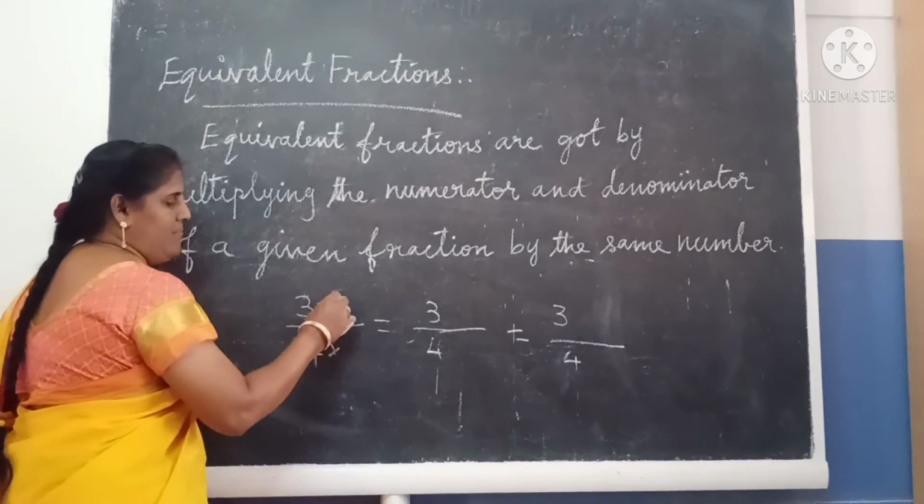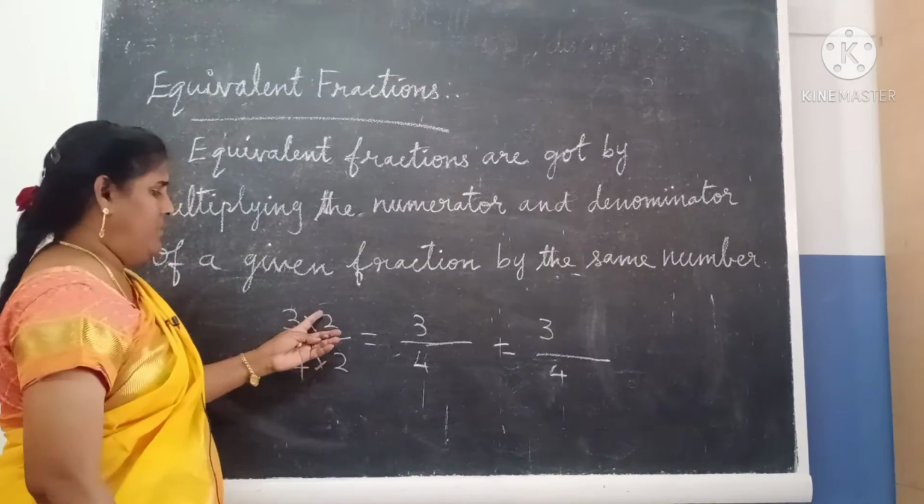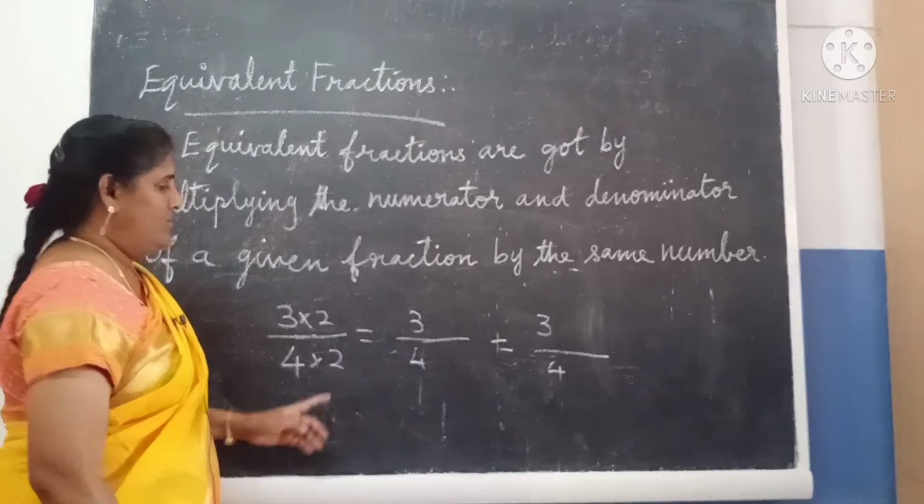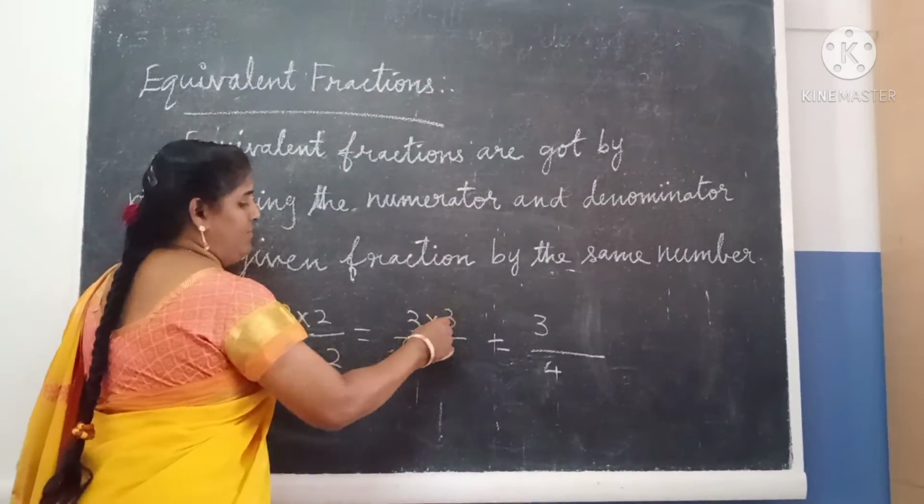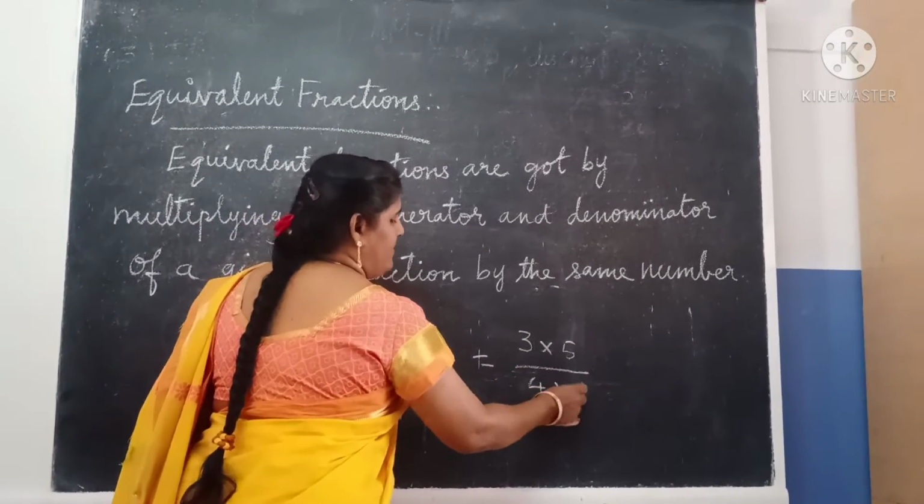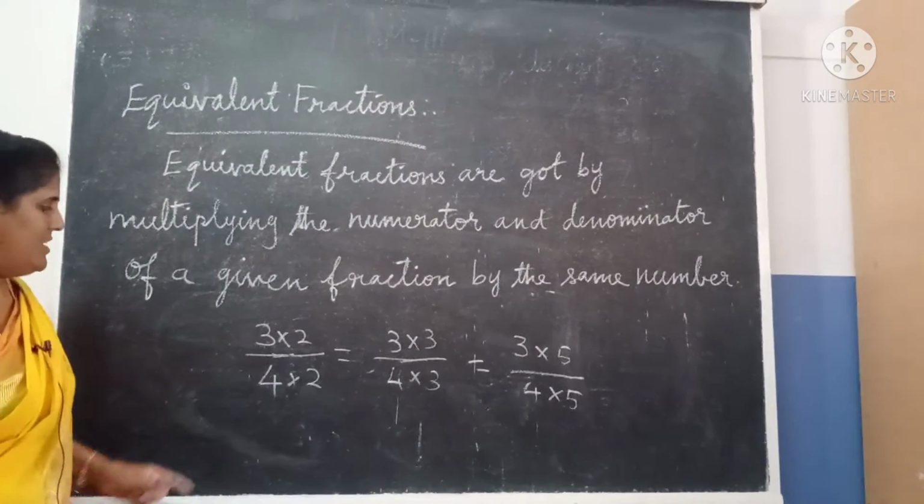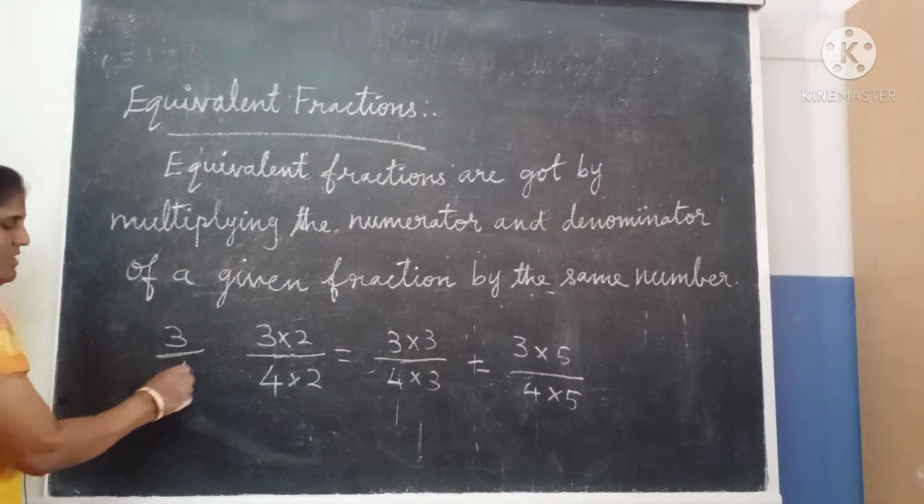You just take any number. For the 2 table, multiply the numerator and the denominator by 2, that is 2 by 2. For the 3 table, multiply by 3 and 3. For the 5 table, multiply by 5 and 5. So see, children, the given fraction is 3 by 4.